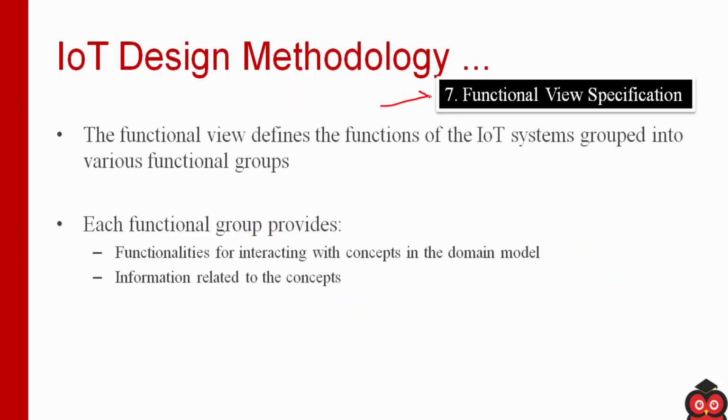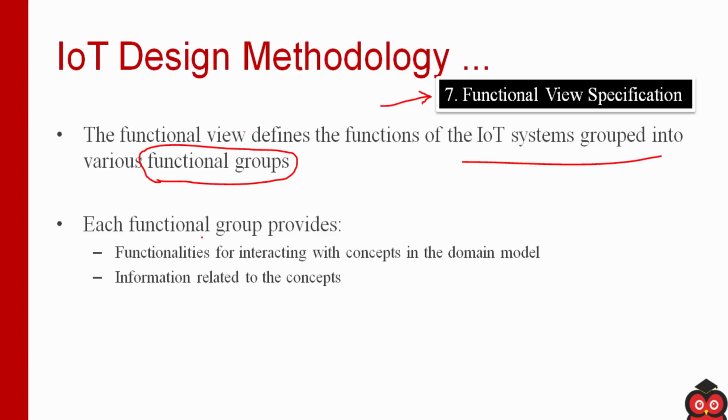After that, we will proceed to the next step, which is functional view specification. In this step there will be something called functional groups. A functional group is a combination of similar functionalities. So different functionalities in the IoT system are grouped into functional groups.